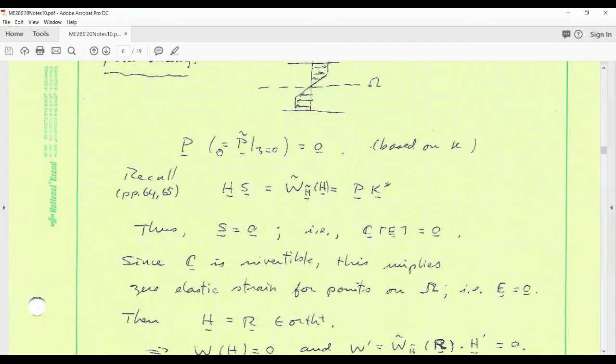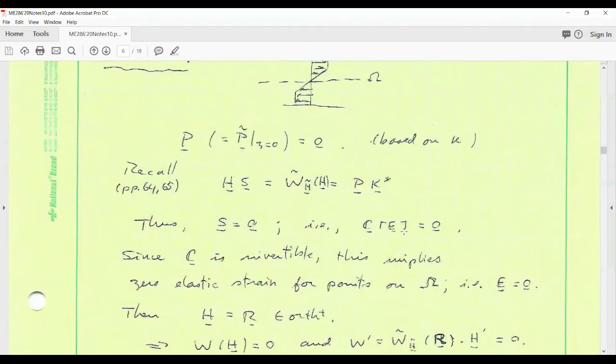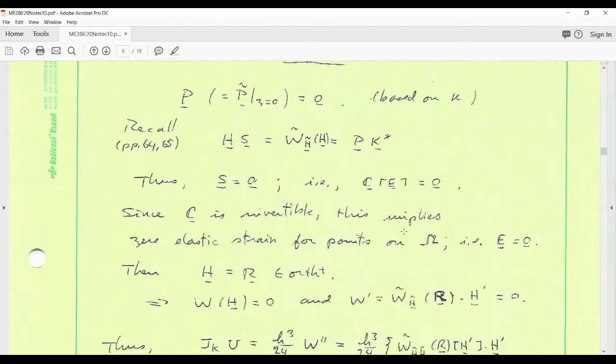So with P equals 0 then, on the midplane, this is a special case of the general theory, then the midplane value of the second Piola-Kirchhoff stress, again, relative to the intermediate configuration, would be 0. Because that's 0 and H is invertible, so S is 0. And remember our constitutive equation for the stress was that S equals the classical tensor of elastic moduli operating on the elastic strain, E.